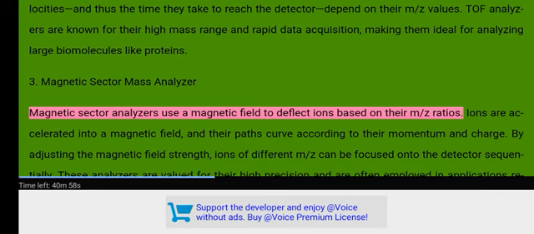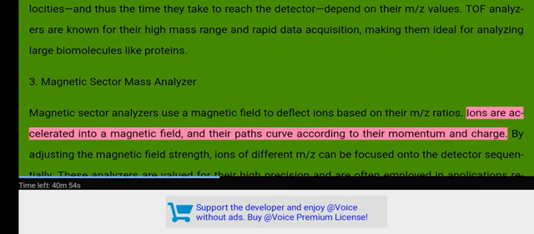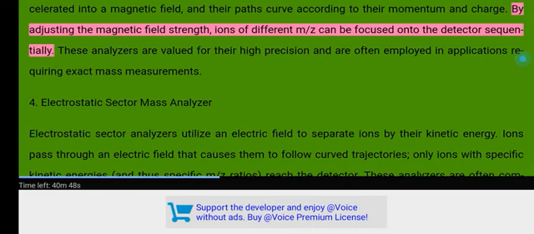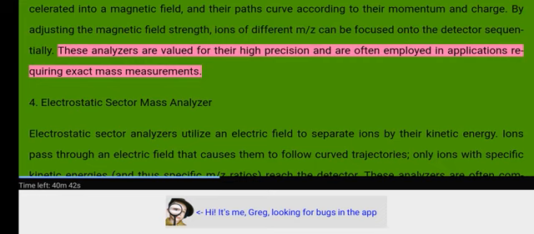3. Magnetic sector mass analyzer. Magnetic sector analyzers use a magnetic field to deflect ions based on their m/z ratios. Ions are accelerated into a magnetic field, and their paths curve according to their momentum and charge. By adjusting the magnetic field strength, ions of different m/z can be focused onto the detector sequentially. These analyzers are valued for their high precision and are often employed in applications requiring exact mass measurements.